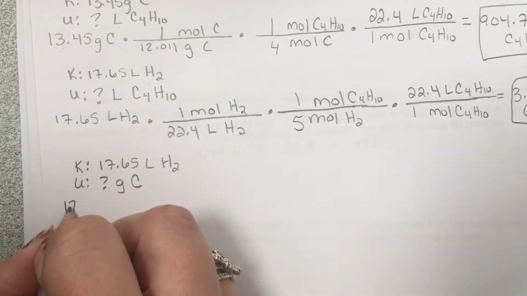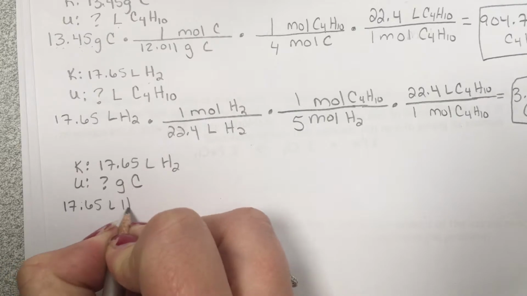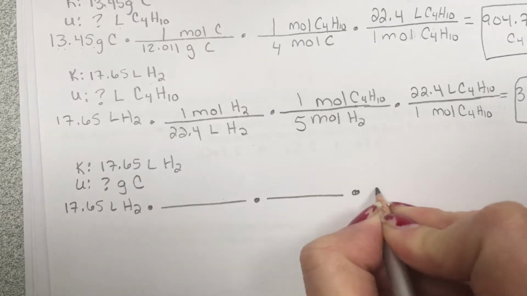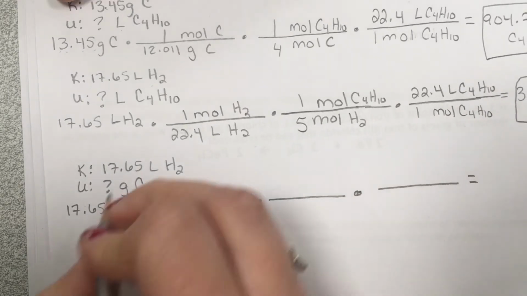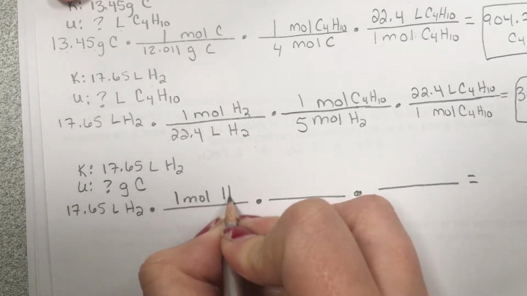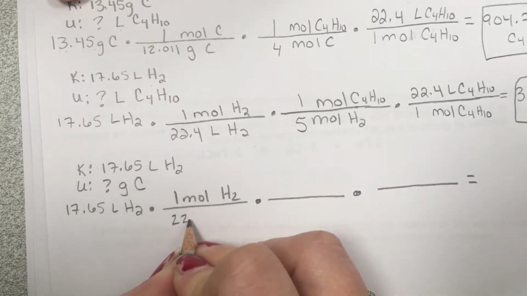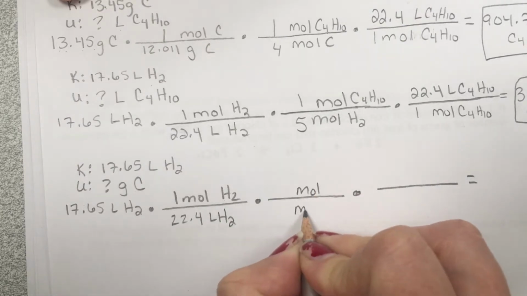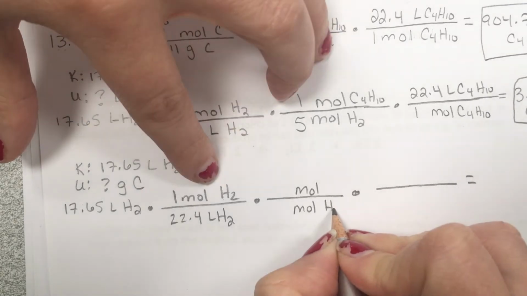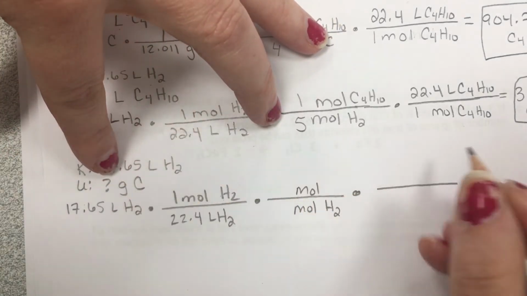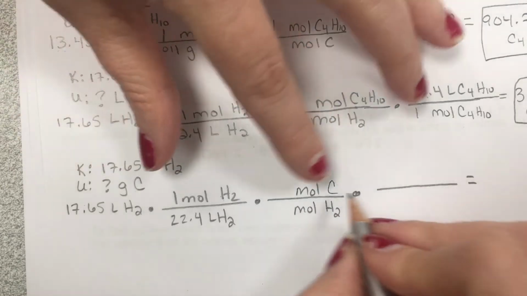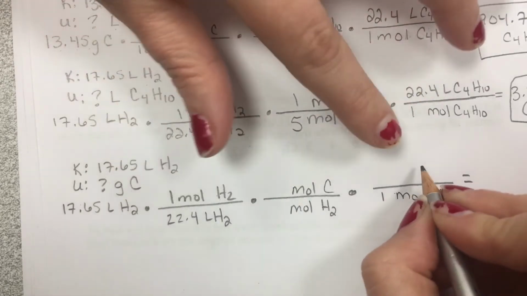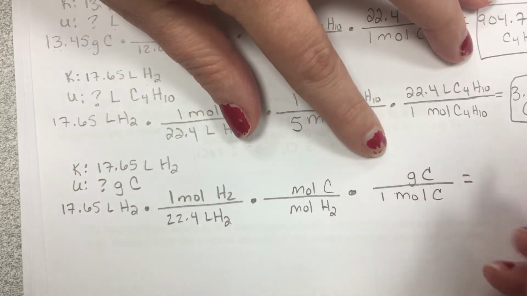So our known is 17.65 liters of H2. We're going to have to convert to moles, mole-to-mole ratio, convert out of moles. Okay, so first let's convert to moles of H2. That means 22.4 liters of H2, mole-to-mole ratio. So this will be moles of H2 because that's what's up here. Where we need to go is carbon, so moles of carbon. Then we'll have to cancel out moles of carbon. It'll be a conversion. And then we'll have to go to grams of carbon.